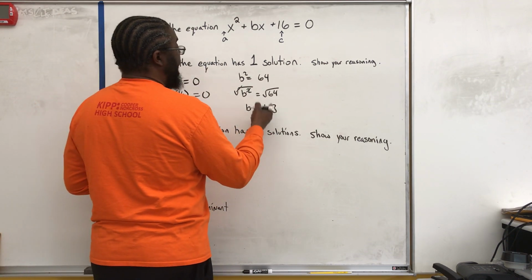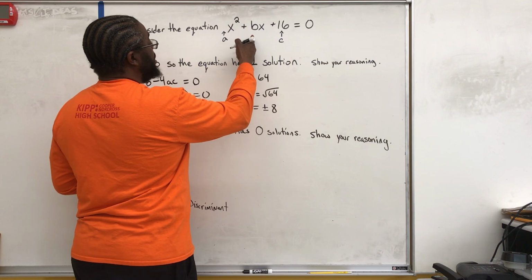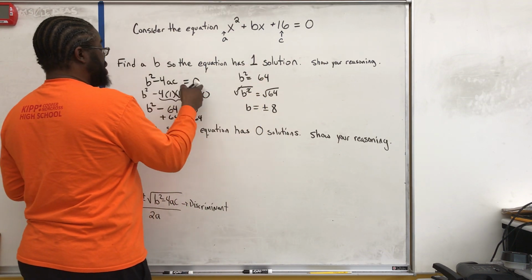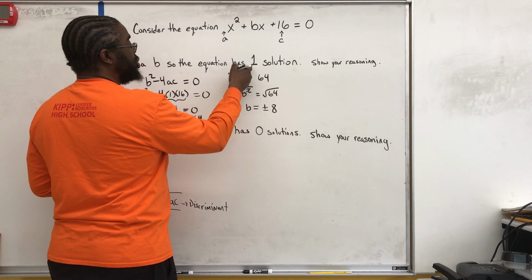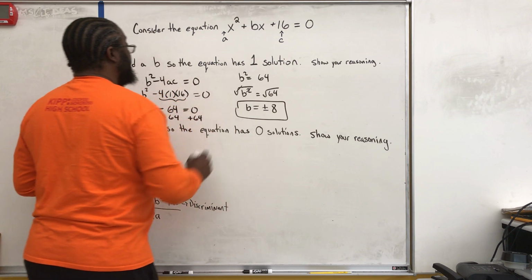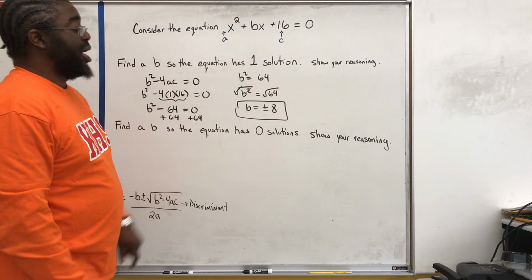So if b was 8 or negative 8, the discriminant would equal 0, which means I would have one solution. So those are my answers. B can be 8 or negative 8.